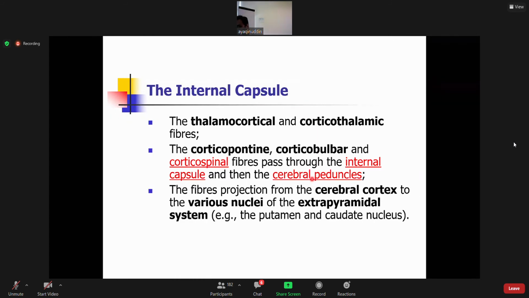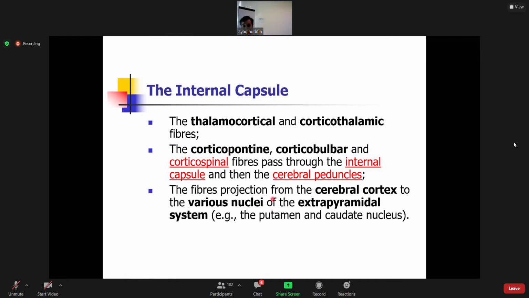So we are coming now to the internal capsule. The internal capsule is the white matter bundle which lies between the thalamus and parts of the basal ganglia, the globus pallidus and putamen, and caudate. So that white matter bundle which you see between the thalamus and the parts of the basal ganglia is called the internal capsule. The thalamocortical and corticothalamic fibers, the corticopontine, the corticobulbar fibers, they all have to pass through the internal capsule before they reach the cerebral peduncles in the midbrain.